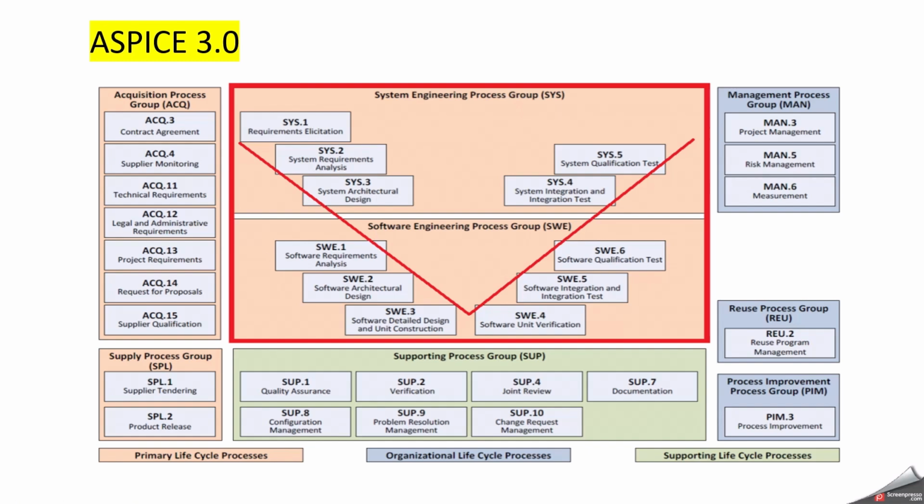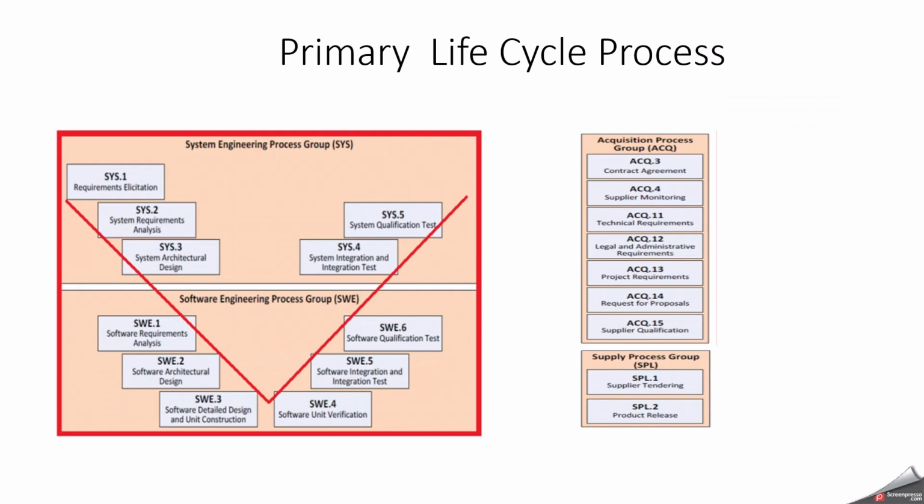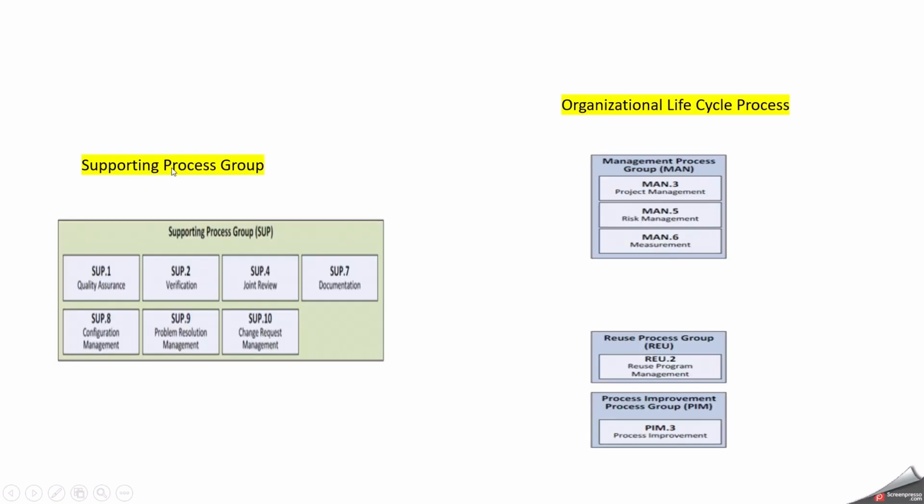But in ASPICE 4.0, we have a lot of advanced things that will come in the ASPICE model. Now, whatever we discussed so far is about the primary lifecycle process, which is part of system and SWE, and the acquisition process group. At the same time, for the supporting process group and organizational lifecycle process, we have discussed supplier related things. Now we are talking about ASPICE at a grand level.